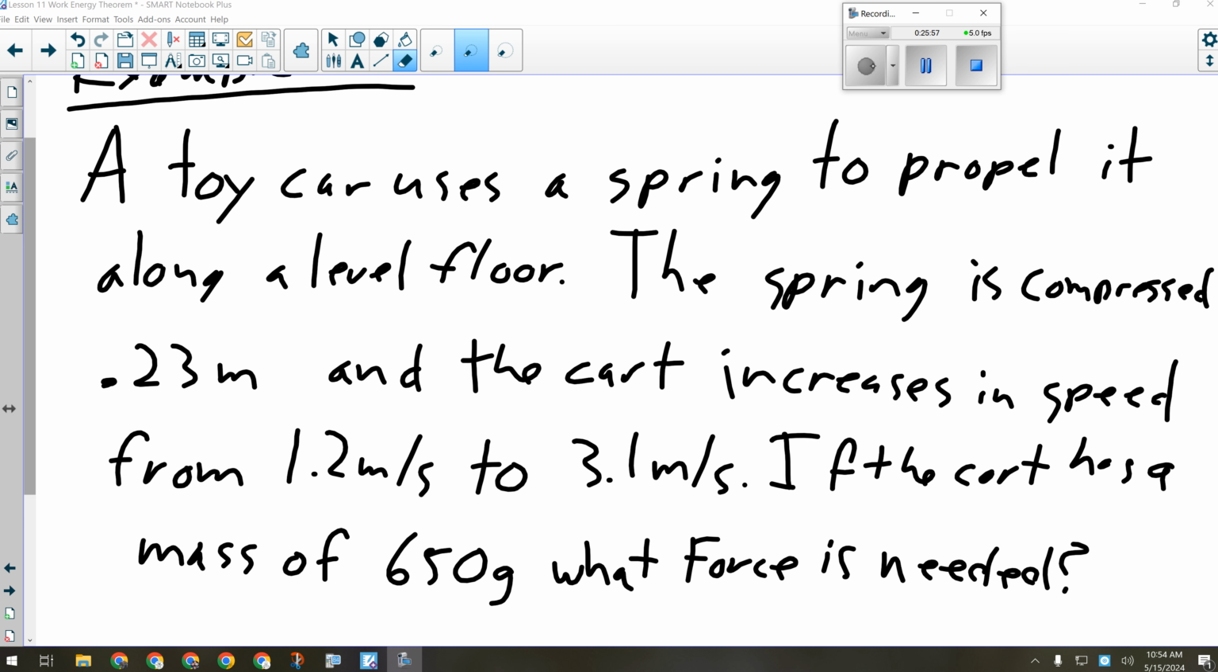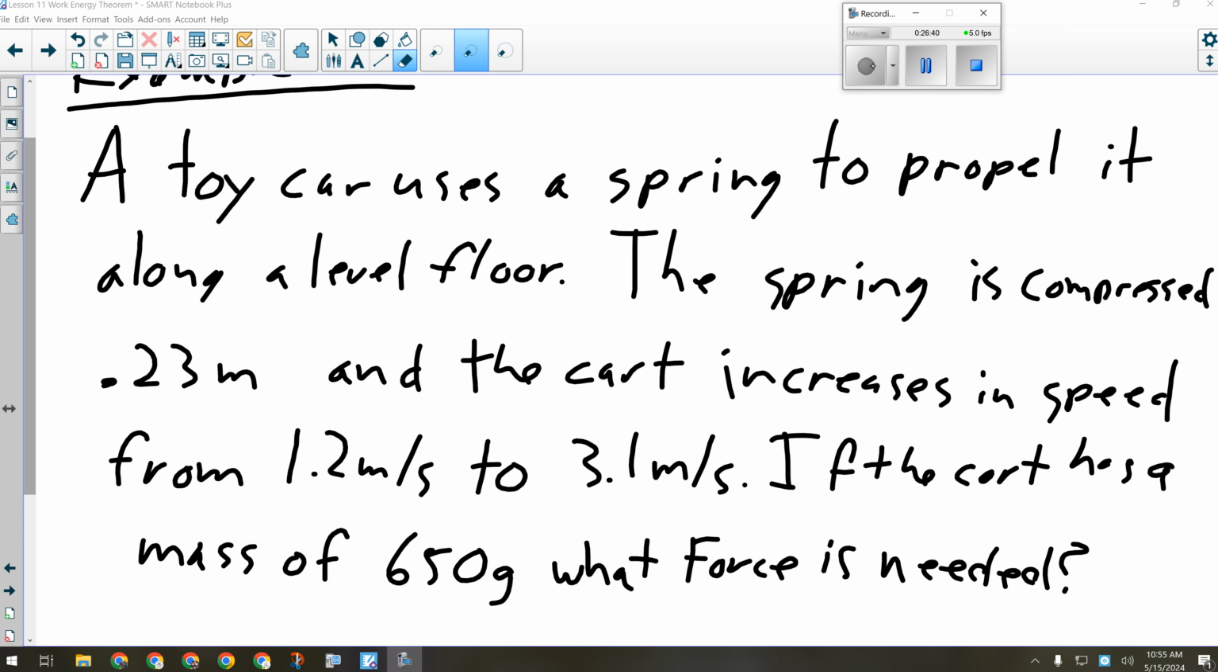Now in the question, the cart is already moving. I can't really replicate that here. But the cart's already moving, and then they release the spring, and the cart gets going. So we have the cart speeding up as a result of a spring being compressed, and then having that energy be released as work. The cart increases in speed. The spring is compressed 0.23 meters. That's 23 centimeters. The spring's not that big on this. The cart increases in speed from 1.2 meters per second to 3.1 meters per second.